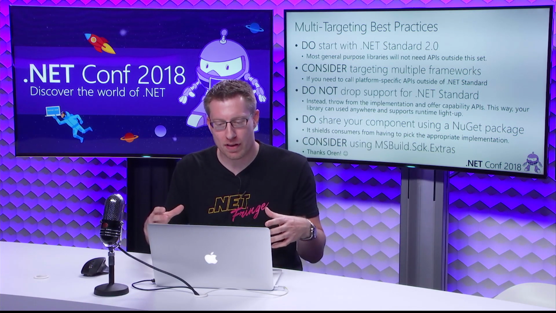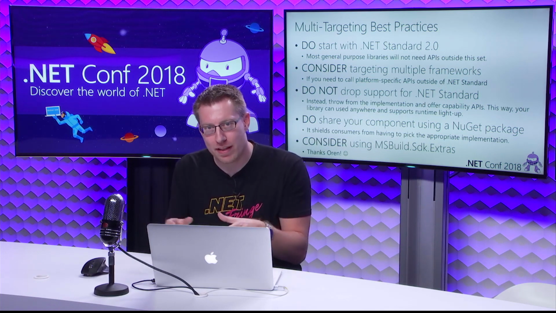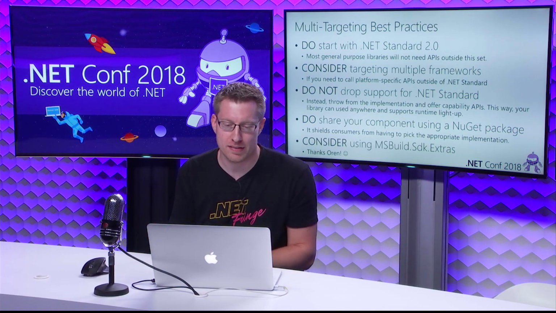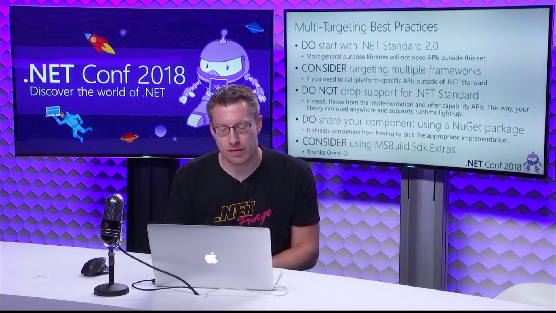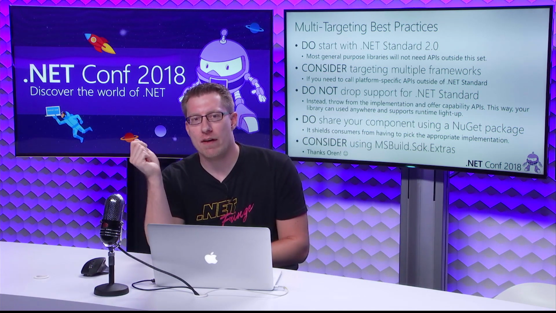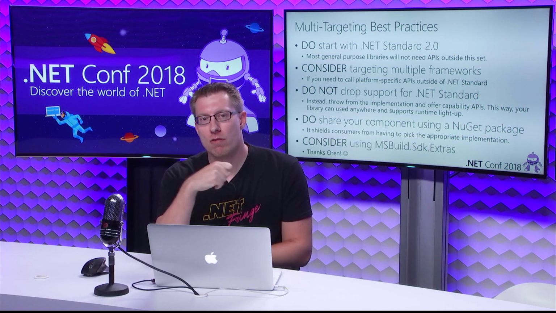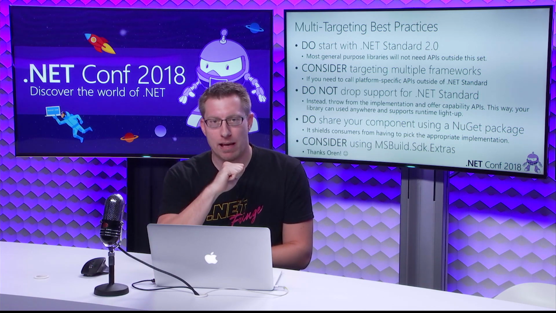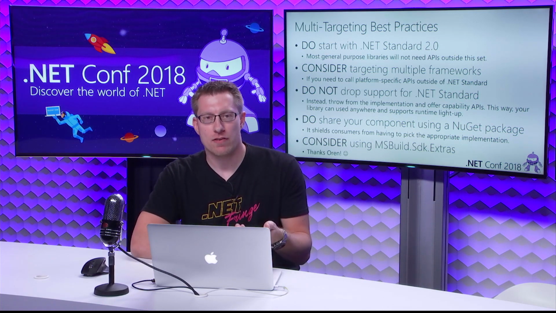Because the point of this library is so that you can encapsulate this so your consumers don't have to do this crazy stuff. So never drop support for the standard. The other thing is, what happens in this case is when you have APIs that throw. My general recommendation is also add a capability API that returns whether the API is supported.